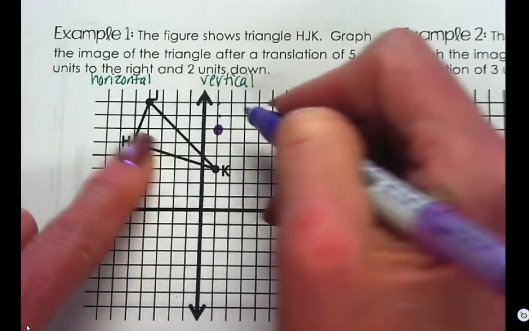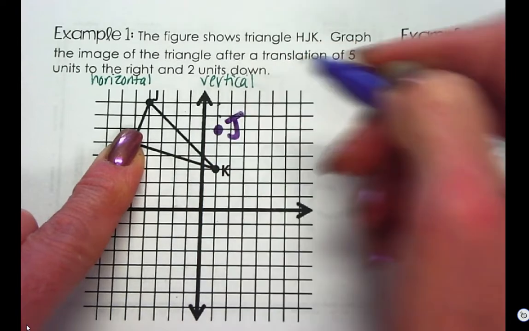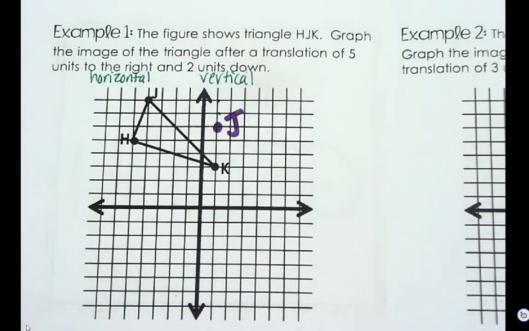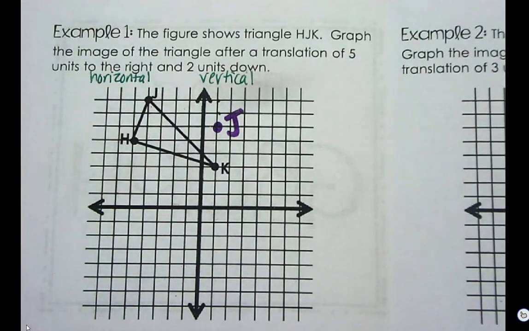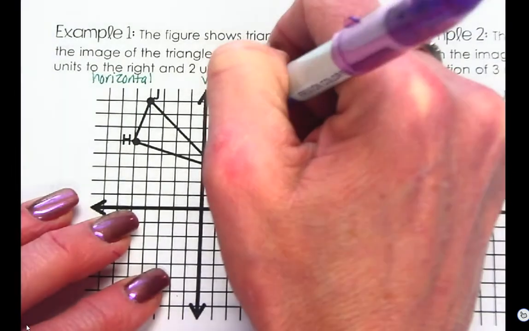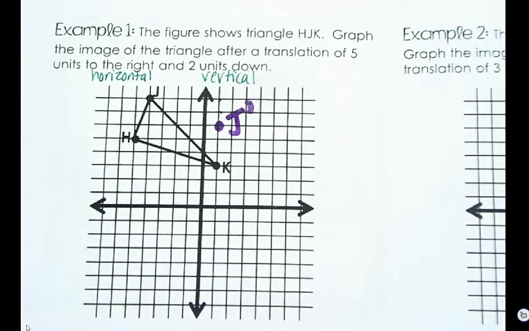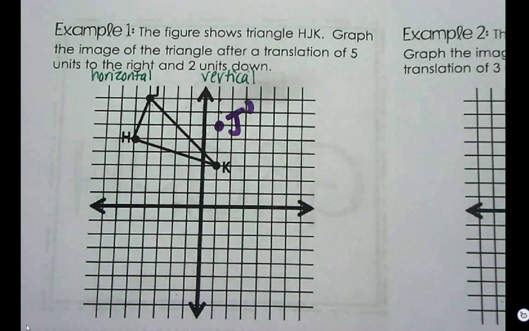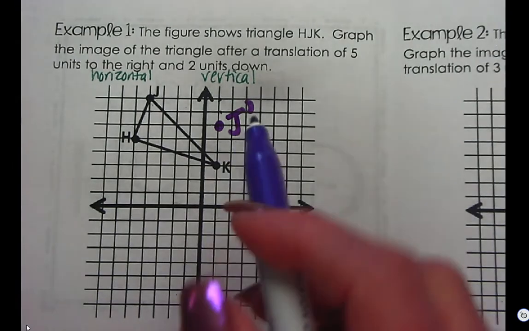And then for J, so that I know that this is a new J, it's not the original, it's actually an image of the original, I'm going to put this little prime symbol. This means prime. That's how I know it's a copy of the original and I can tell what the original shape is. So now I've translated 1 point. I'm just going to go forward and do the other 2.